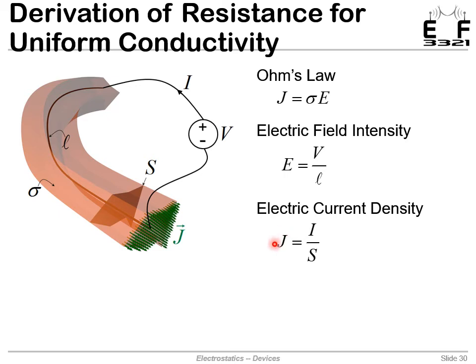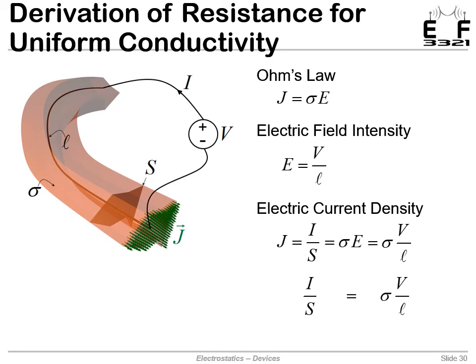Well, what is the current density? It's the total current divided by the cross-sectional area. But we also said that the current density is sigma times E. So we can put that there. Well, we also now have an expression for E. It's V over L. So we can replace E here with V over L. So now we have I divided by S equals sigma times V over L.